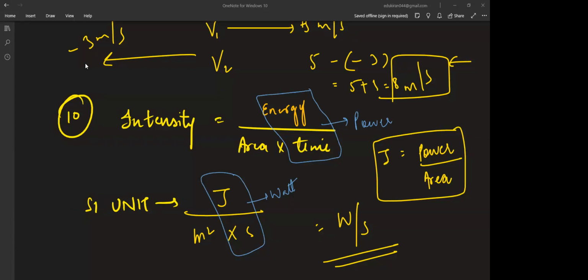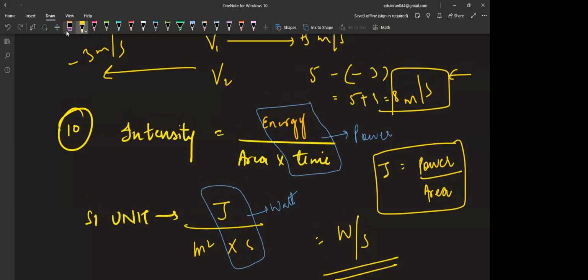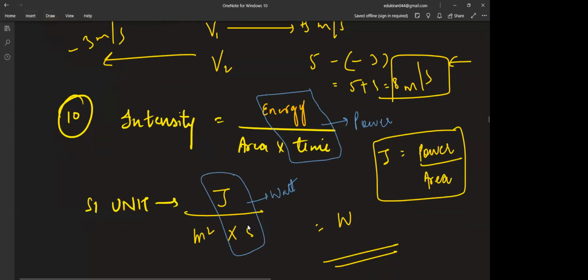Yes, Austin. Please correct this. Not watt per second. Watt is already there for joules per second. So we have watt instead of joules per second, and meter square. Yes, watt per meter square. From here also you can write this.